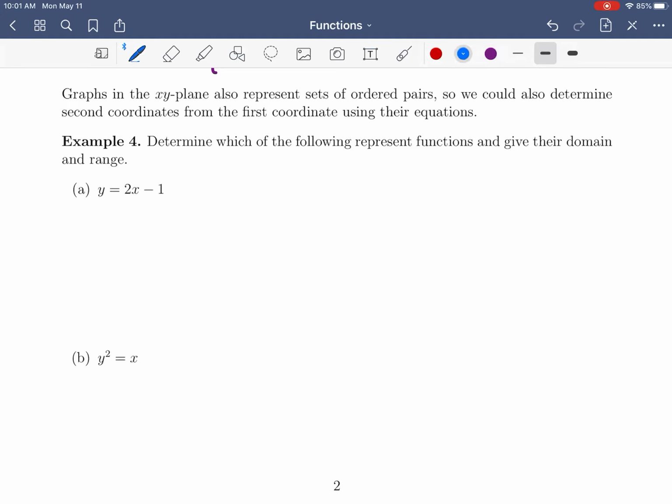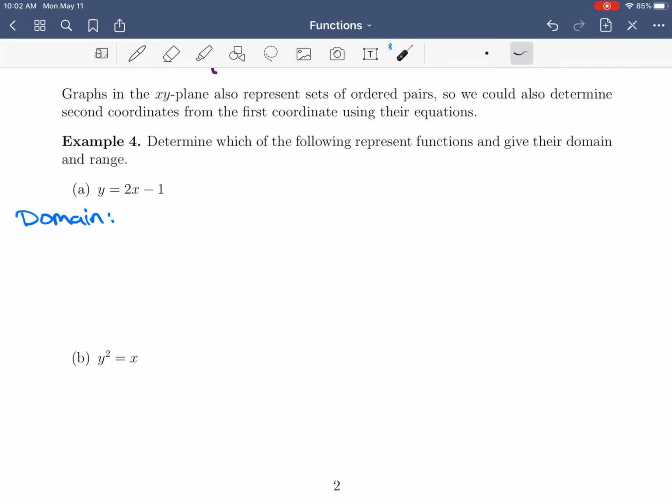So let's start with the domain. When you're computing domain, unless it says otherwise, you should assume it's all allowable x values. So any x value that is not going to cause a problem. So for y equals 2x minus 1, we want to think, can anything bad happen here? By bad I mean like divide by 0 or square root of a negative number, something that you know doesn't exist. Can anything bad happen if I plug in any number for x?